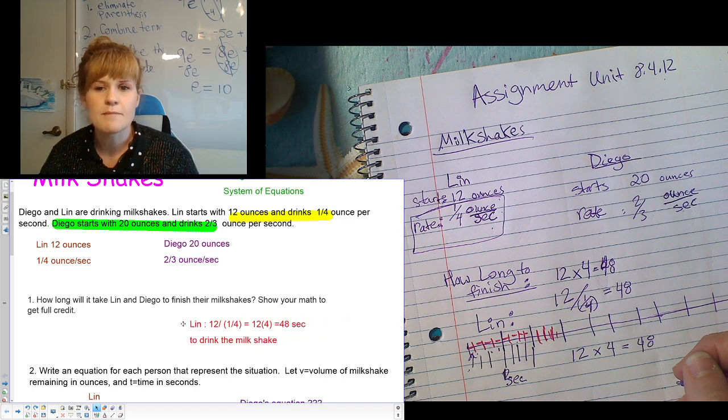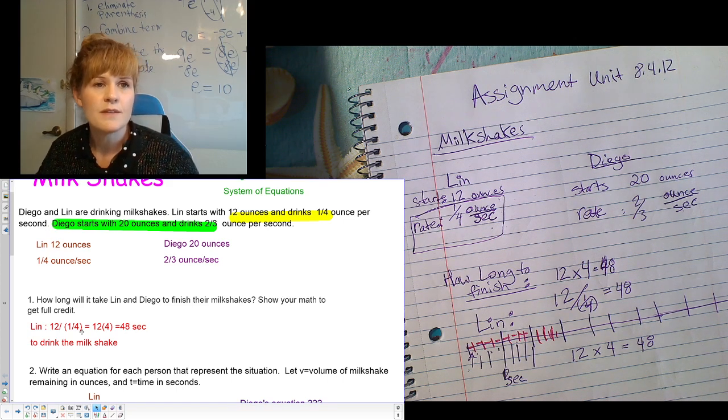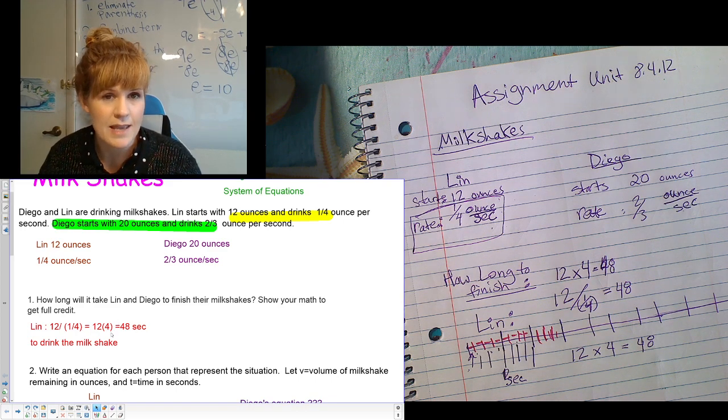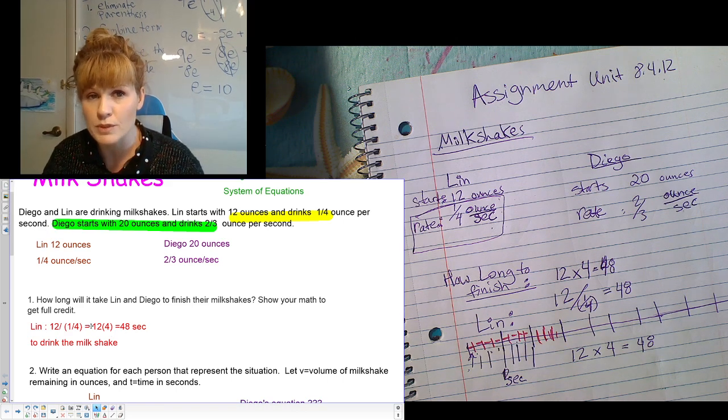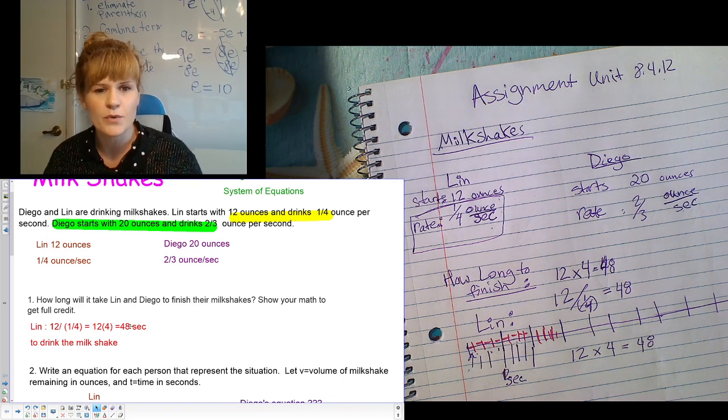You'll need to do the same thing for Diego. Here's a little math to help you. 12 ounces divided by 1/4 ounce gives you how many fourths there are in 12 ounces. That's going to be the same as 12 times 4. And if you don't believe me, do the math. Keep, change, flip. Remember, when you divide a fraction, it's the same as multiplying by the reciprocal. Anyway, that's 48 seconds.